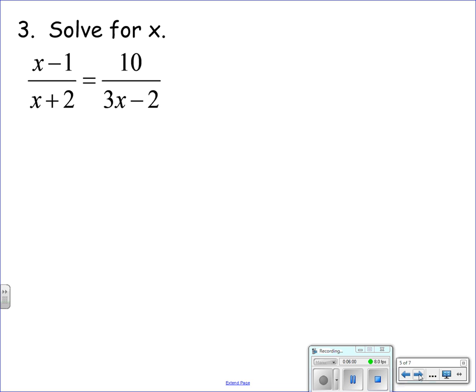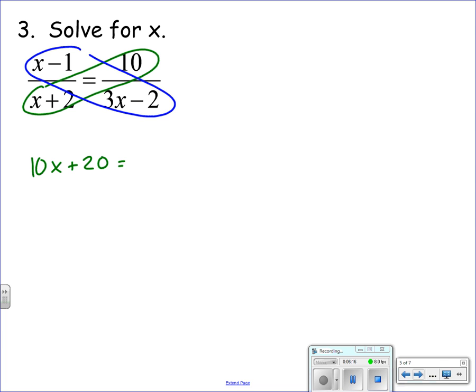The next example, again, let's cross multiply. 10 times x plus 2, so I have 10x plus 20 is equal to x minus 1 times 3x minus 2.